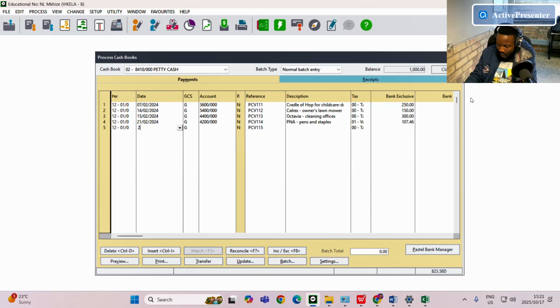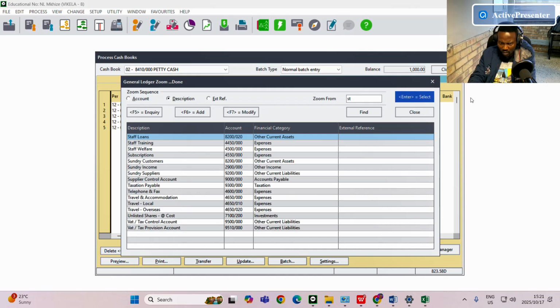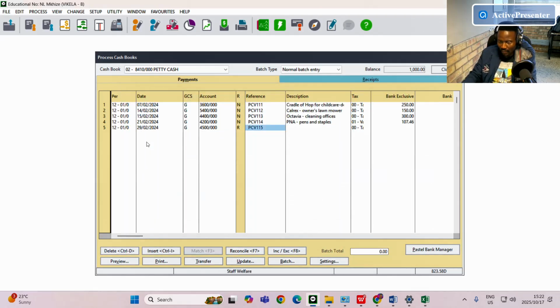The last one is the 29th. So on the 29th it says Pick and Pay, sugar, milk, and coffee for staff. So when it comes to staff, I'm just going to type staff and see whichever account. It can't be under staff training, it can't be under staff loans. Definitely staff welfare. I'm just going to write there Pick and Pay, which is the name of the payee. Pick and Pay, sugar, and coffee.